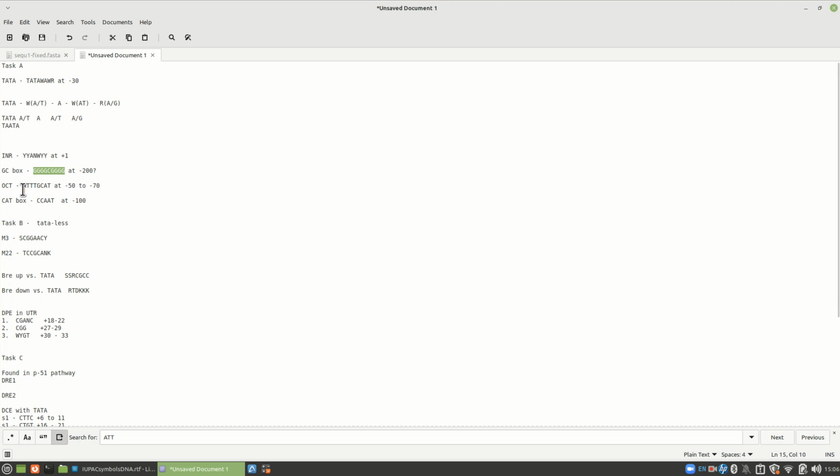All right. Ooh, this looks like a sequence we were looking at. No, I don't think we saw 3 T's ever. I was going to say maybe it has an Oct, that one I was looking at. And then a CAT box, all right, at -100, so 100 base pairs upstream. All right, so that is what we want for task A.